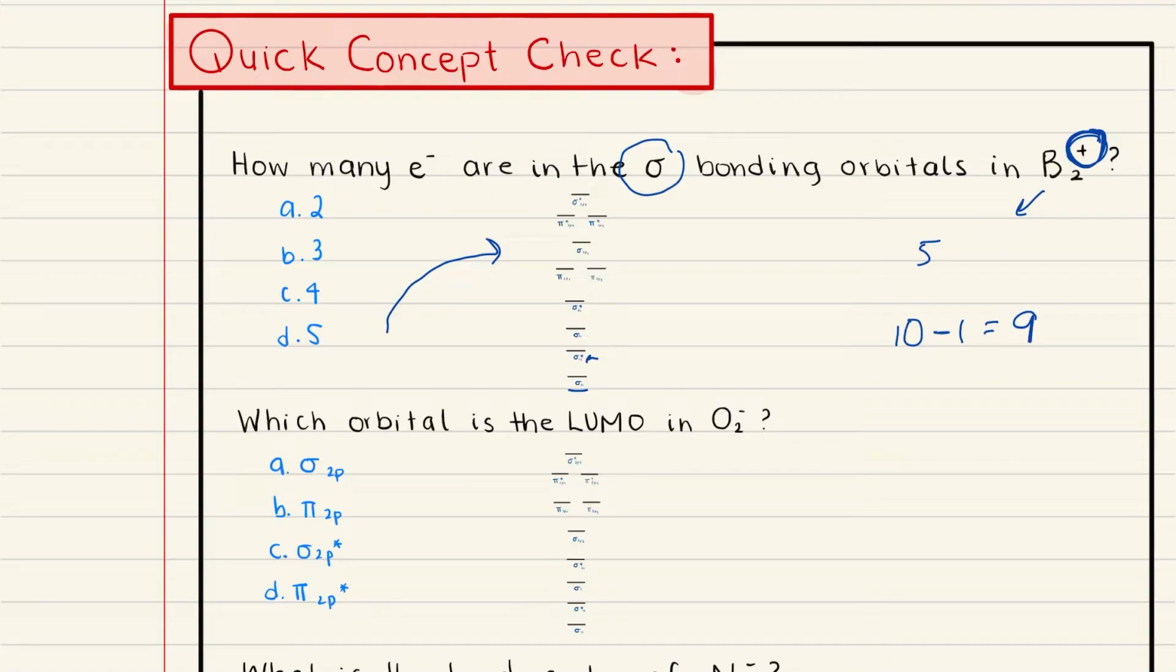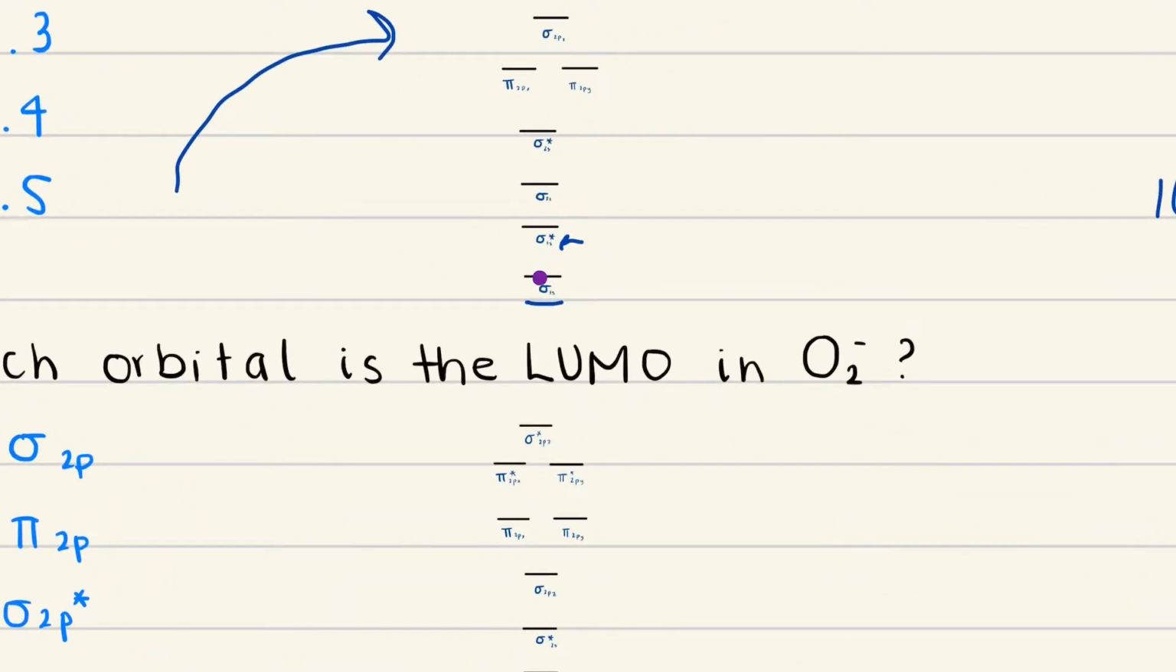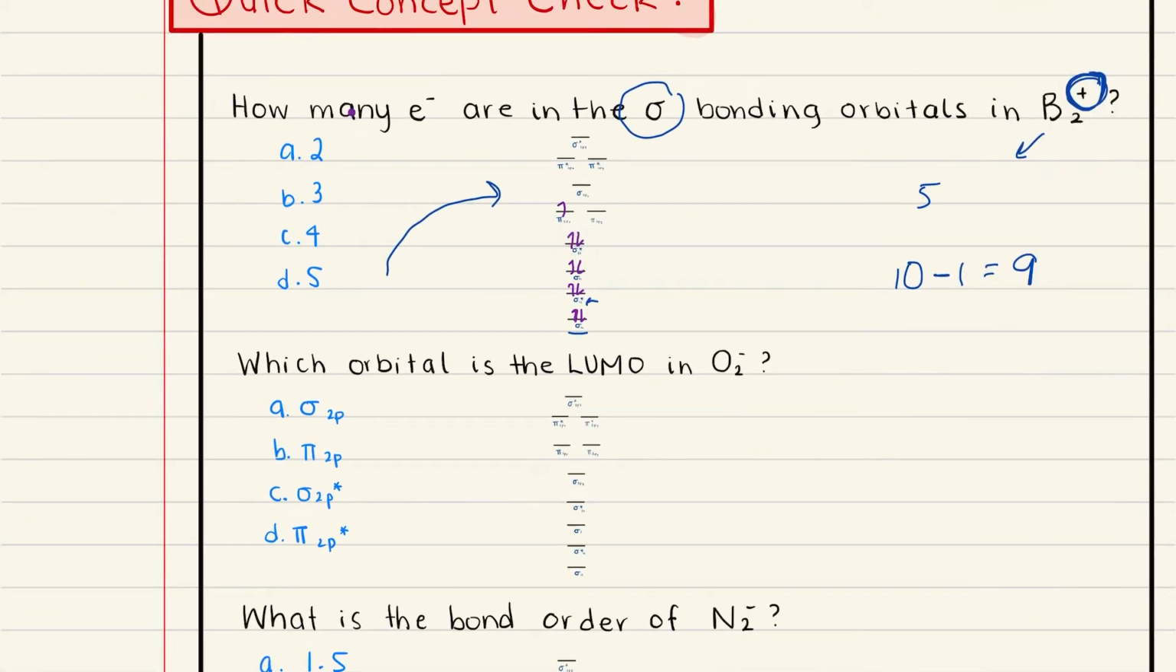The manner that we want to do this is by first putting 2 electrons in the sigma 1s bonding orbital. Then we'll place another 2 in the sigma star 1s anti-bonding orbital. Then we'll place 2 more in the sigma 2s bonding orbital, and another 2 in the sigma star 2s anti-bonding orbital. This accounts for 8 out of our 9 electrons. We only have 1 more left to place, and we can place it in one of the degenerate pi 2p bonding orbitals.